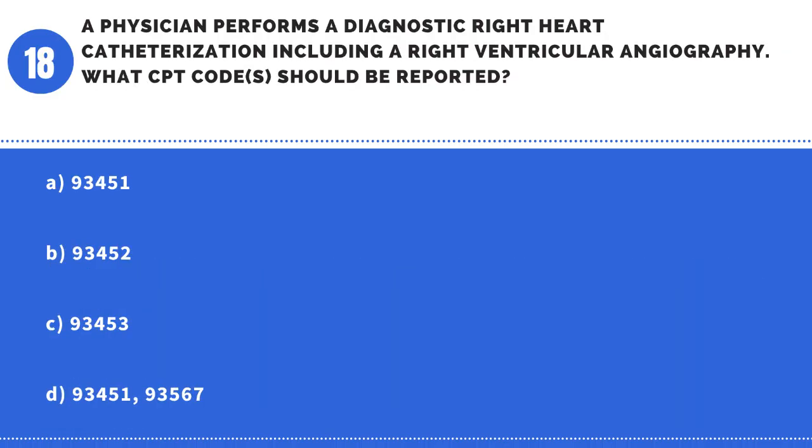Question 18. A physician performs a diagnostic right heart catheterization including a right ventricular angiography. What CPT code should be reported? A. 93451. B. 93452. C. 93453. D. 93451, 93567.